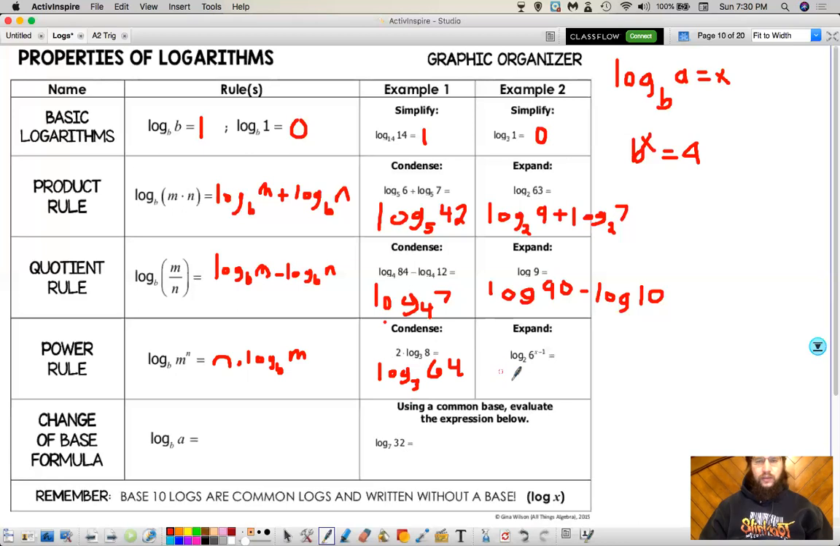This, we're going to use the distributive property: x minus 1 times log base 2 of 6. And if we go further, we distribute that log base 2 of 6. But just applying this property, we're done.